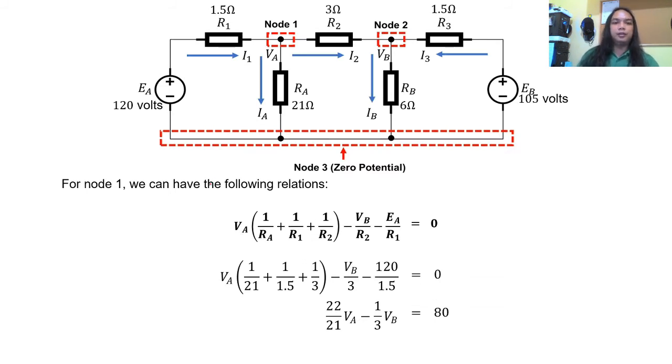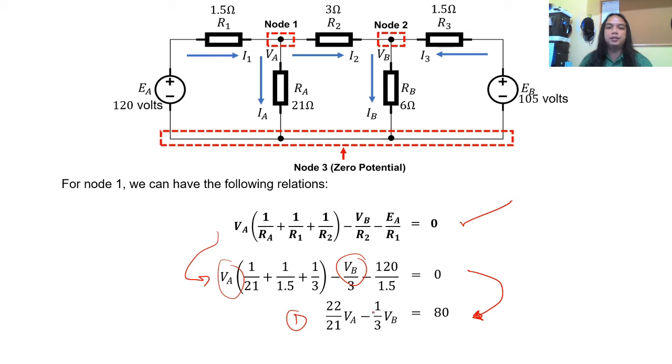So again, for node 1, we can have the following relations based on the solution in the previous slides. We can now directly substitute the values, and we only have VA and VB unknown. Simplifying further, we can get this equation. Say this is your equation 1 for this circuit: 22 over 21 VA minus 1/3 VB equals 80.